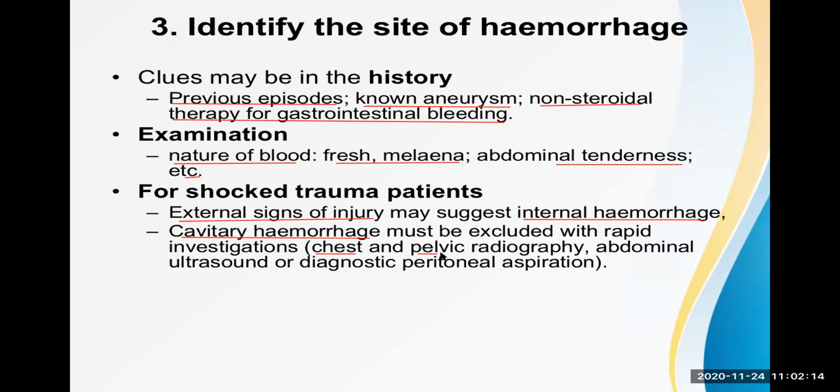Similarly, if you suspect pelvic bone fracture, go for pelvic radiography. You can see the fracture lines there. Go for abdominal ultrasound. The ultrasound will show you the collection of blood, or diagnostic peritoneal aspiration, which you can do under the guidance of ultrasound. And if blood comes out in that syringe, you almost always know that this patient is having bleeding in the peritoneal cavity. So until and unless you identify the site of hemorrhage, sometimes the management will be difficult.